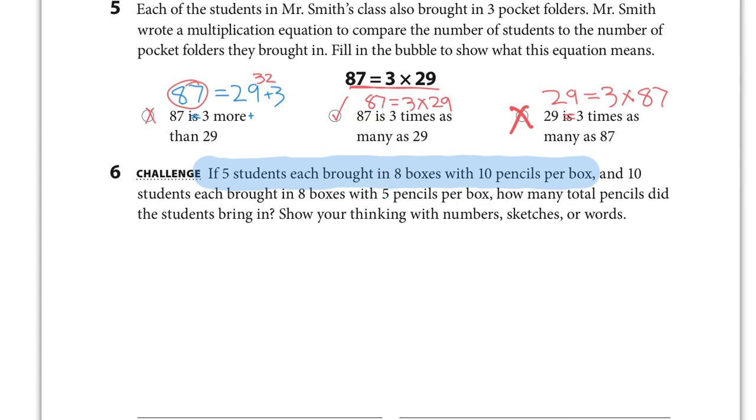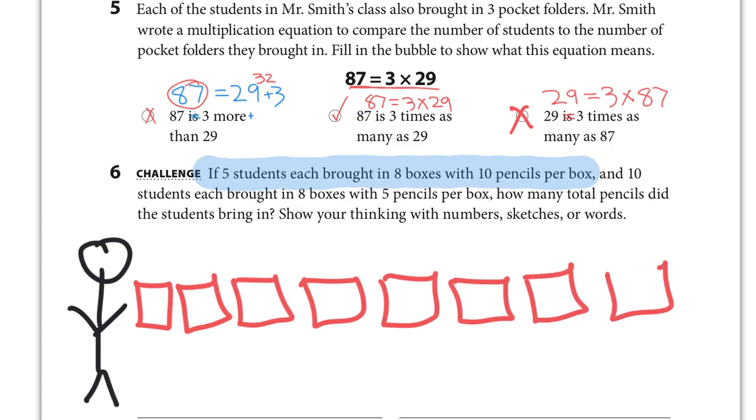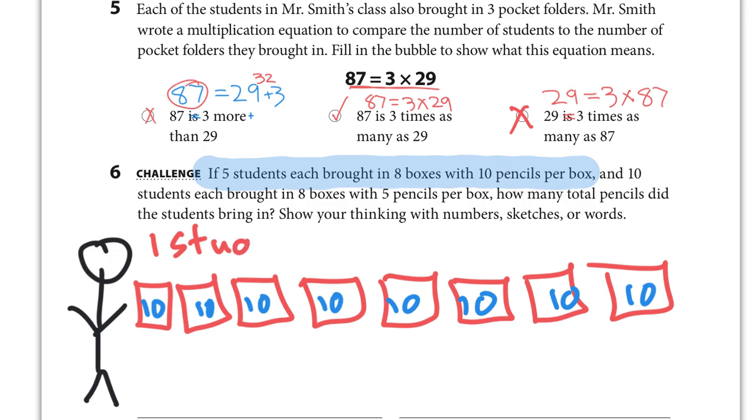One student, this is going to be a terrible drawing, but this is how I'm thinking. One student, hey, with a really long neck, is going to bring in 8 boxes, and I'm going to terribly draw these boxes. 1, 2, 3, 4, 5, 6, 7, 8. I'm trying to be fast. And we said that there are 10 pencils in every box. So one student brings this many. How many is that? Count them. 10, 20, 30, 40, 50, 60, 70, 80. So one student, how am I going to write this? One student has 80 pencils.